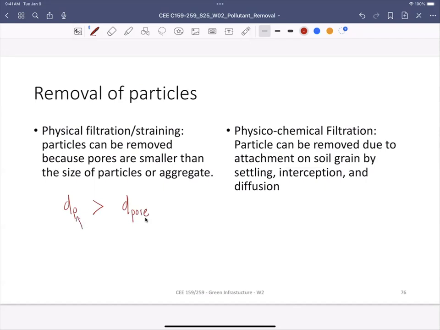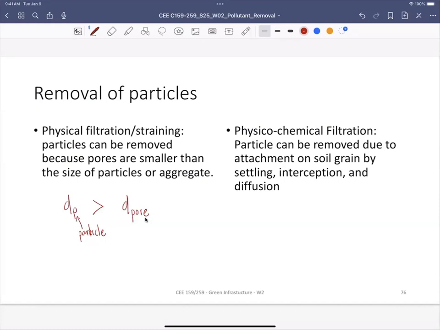Simply, the particles are big enough that they get stuck on the top. They cannot pass through the pore. And physicochemical filtration can occur when even small particles that could pass through the pores, because the pores are much bigger, are intercepted, stick to the media, adsorb, or settle.